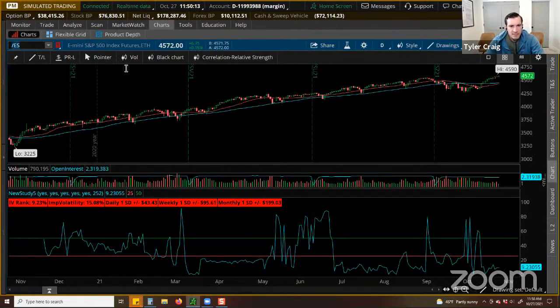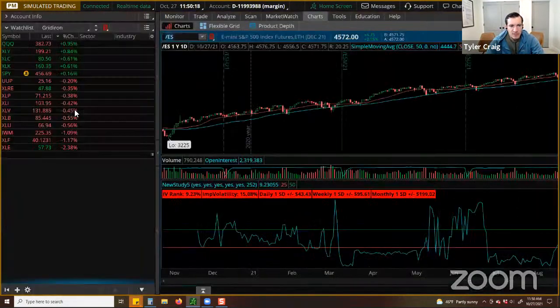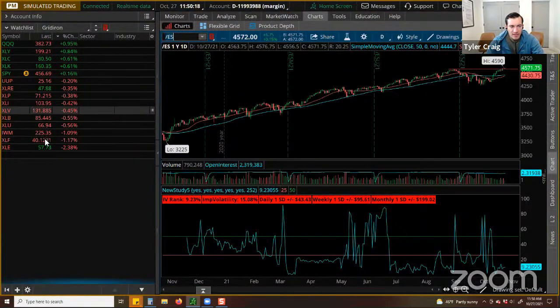Let's see how this pullback plays out. The most interesting thing for me is the pullback you're getting in the previously leading sectors: energy, financials, small caps. If this plays out like it should, the dip gets bought. And hey, Matt, if tech wants to join the party, that'd be great. Let's get tech, financials, energy, small caps. Let's rock and roll for the next 2 months. Give me my small cap breakout, and we'll button up a good year.